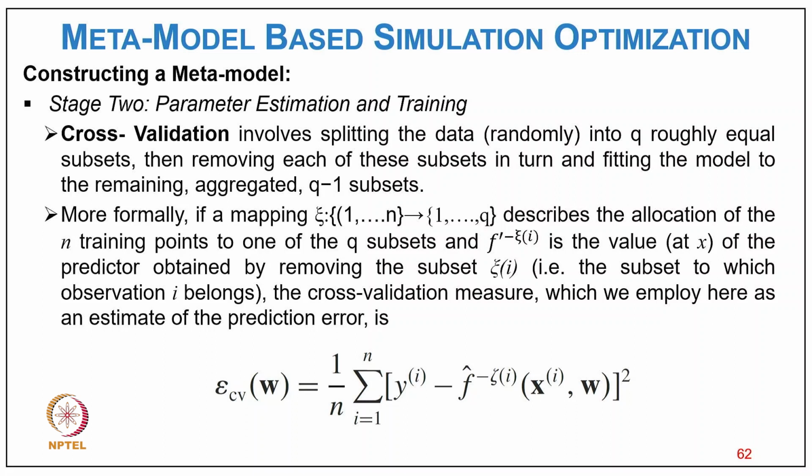And more formally, if the mapping eta, that is 1 to n belongs to 1 to q, describes the allocation of the n training points to one of the q subsets, and f^(-eta(i)) is the value of the predictor obtained by removing the subset to which observation i belongs. The cross validation measure, which we employ here as an estimator of the prediction error, is eta CV as a function of w: 1 upon n, summation of i equal to 1 to n, in bracket y^(i) minus f^(-eta(i)) as a function of xi and w, squared.